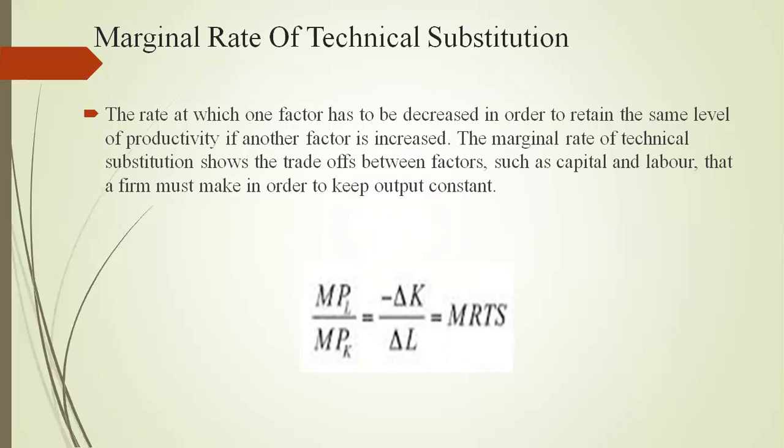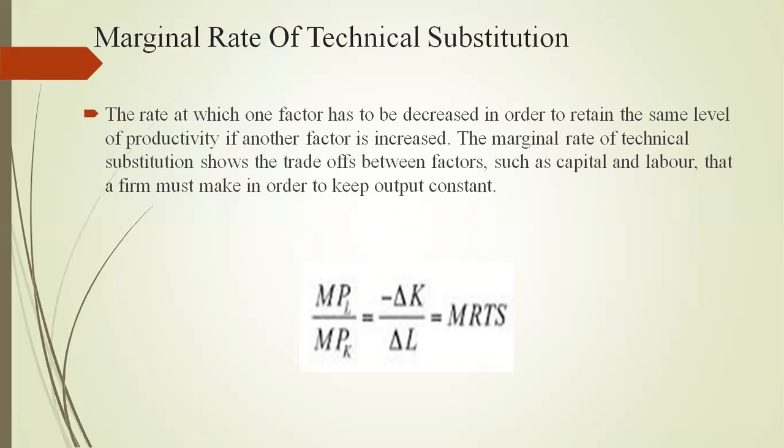Next is marginal rate of technical substitution. This thing we have already discussed a lot when we were discussing the utility chapter, the consumer behavior chapter, your second module. It is the rate at which one factor has to be decreased in order to retain the same level of productivity if another factor is increased. So the production will not change. The output will remain the same, but we can change the inputs which we are utilizing.